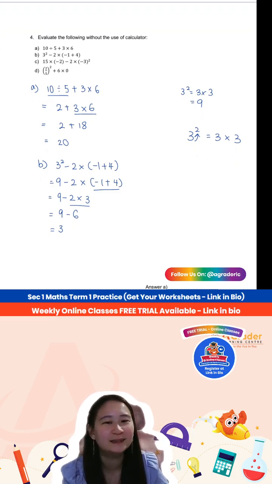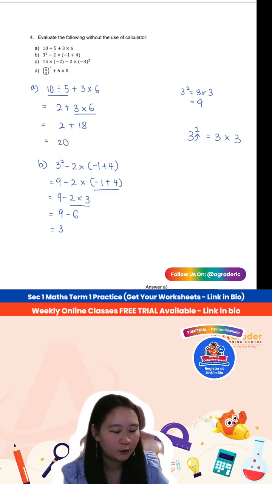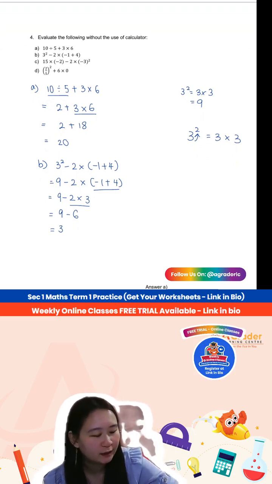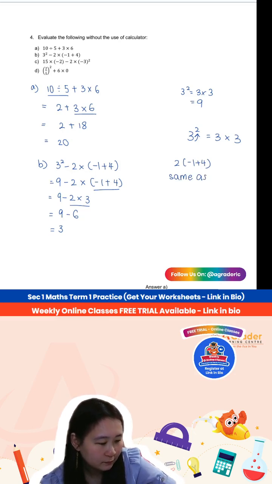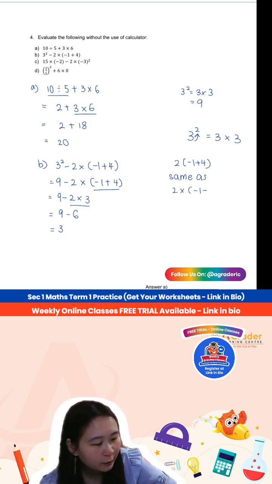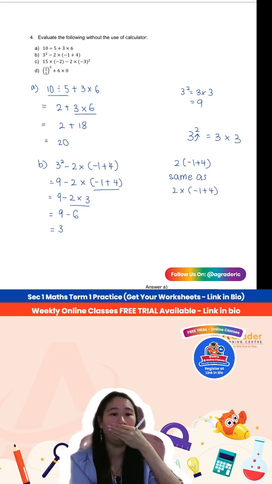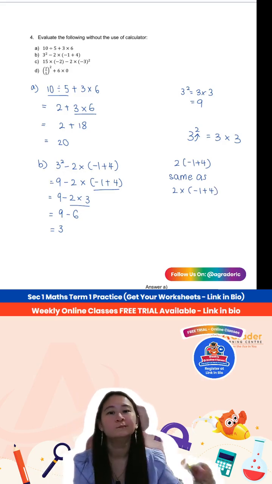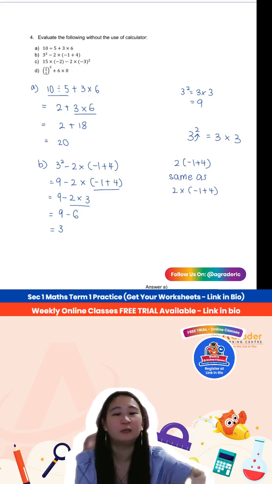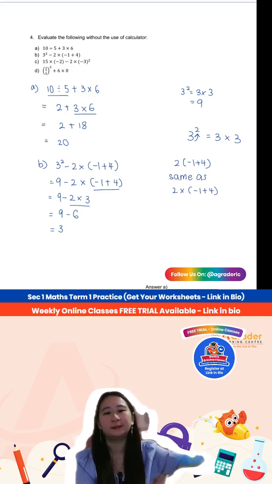Because it is just stated in the question. If you don't want to write the multiplication sign, in other cases it's fine. They actually have the same meaning. So 2 times negative 1 plus 4 is the same as 2 times negative 1 plus 4. They are the same thing, or they mean the same thing.